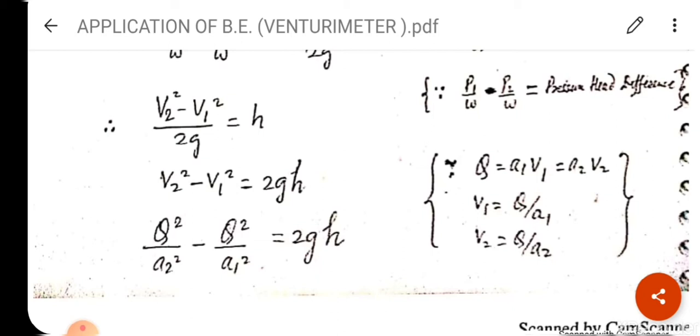Replacing V1 with the help of Q by A1, or Q by A2, because you all know that discharge or volume flow rate is given as Q is equal to A1 V1 or Q is equal to A2 V2. So V1 will be Q by A1, V2 will be Q by A2. So in place of V2, I am writing here Q square upon A2 square minus Q square upon A1 square, and the right hand side is the same, that is 2GH.